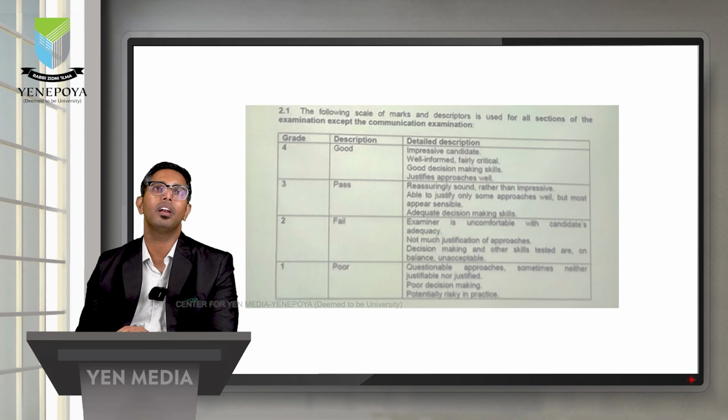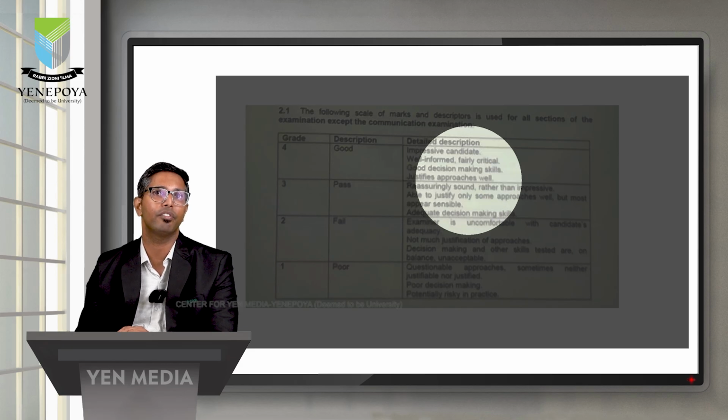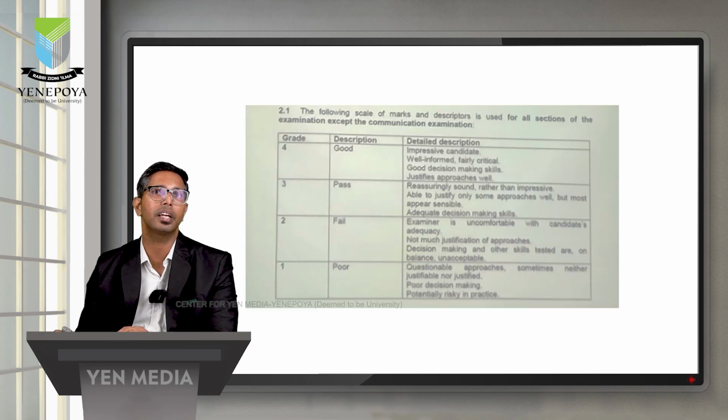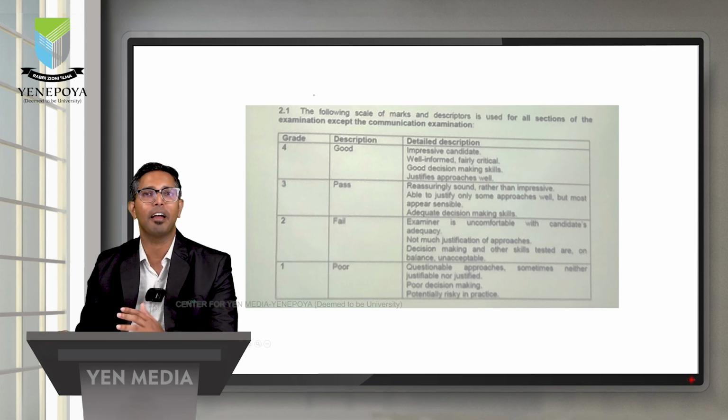So at the end of it all, how are they going to judge you? A 4 is good, that is an impressive candidate who is well informed, fairly critical, with good decision making skills, and justifies the approaches well. A 3 is a pass, reassuringly sound rather than impressive, able to justify only some approaches well, but most appear sensible. Second and first is the place which is considered as fail and poor. So you should always try to aim at 4. 3 is okay, but ideally you should be looking to achieve 4 in all the situations.